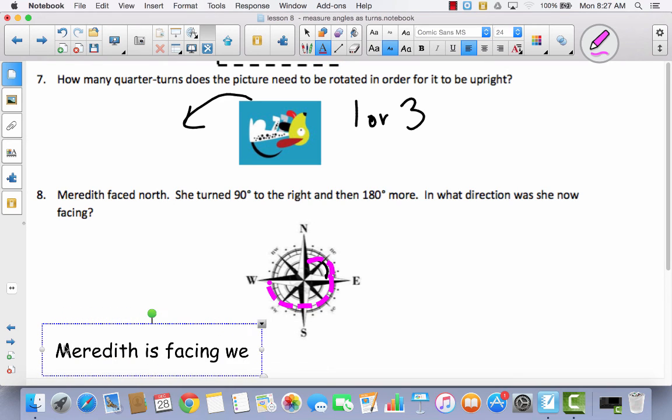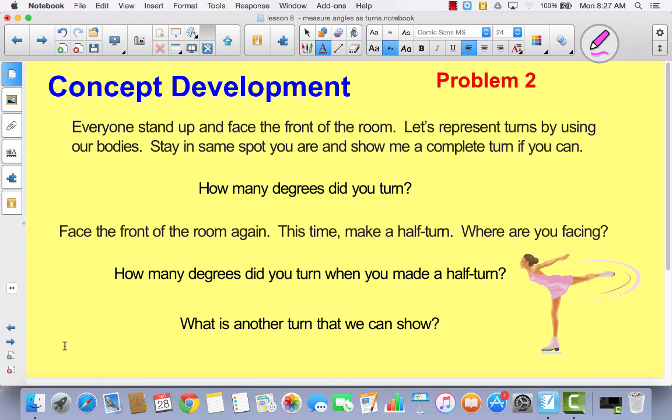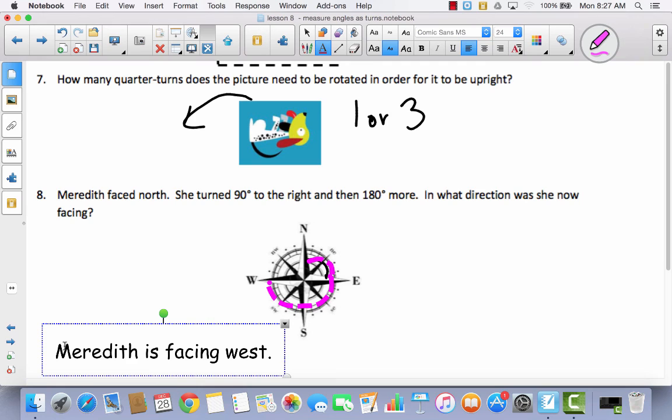is facing west. Okay, so hopefully you have a little bit better understanding of how you can measure angles using turns. If you get confused, you can always look back at your problem set and go back and look at your clock and think about which way would be 90 degrees. Think of them as right angles, and that will help you with the degrees.